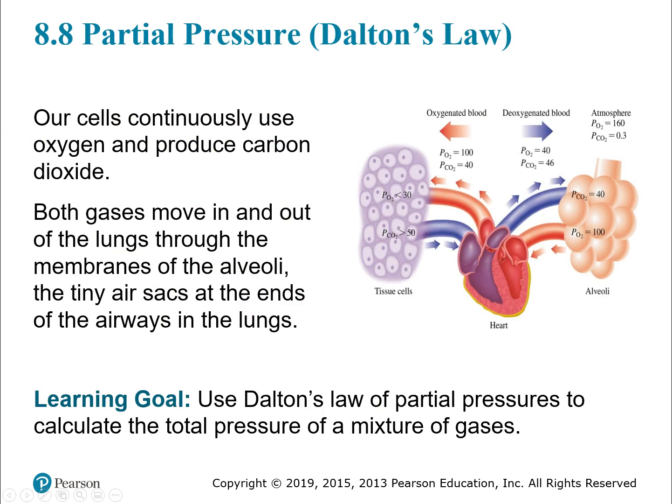The final segment for today, we're going to talk about partial pressure. This is also called Dalton's law. The idea is that if you have a mixture of gases, then the total pressure of the mixture is going to be equal to the partial pressures of all the individual gases. So that's the total pressure, P sub T. And you have all these other smaller pressures that are the partial pressures of the different gases in the mixture. I'll show you how we use that.